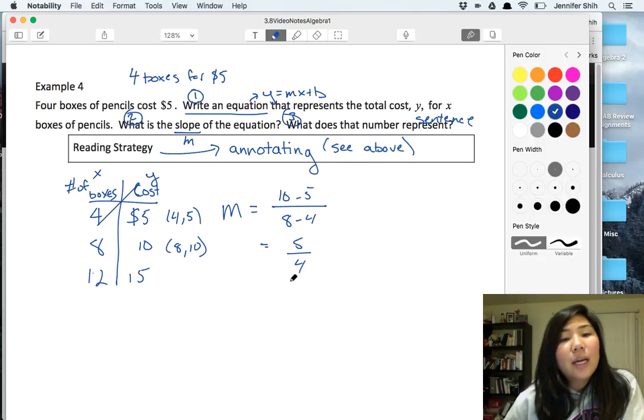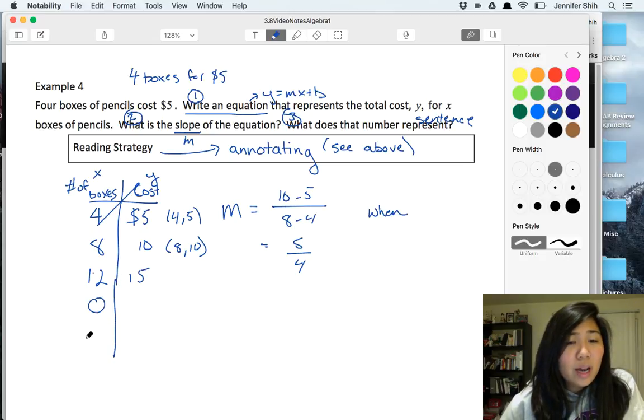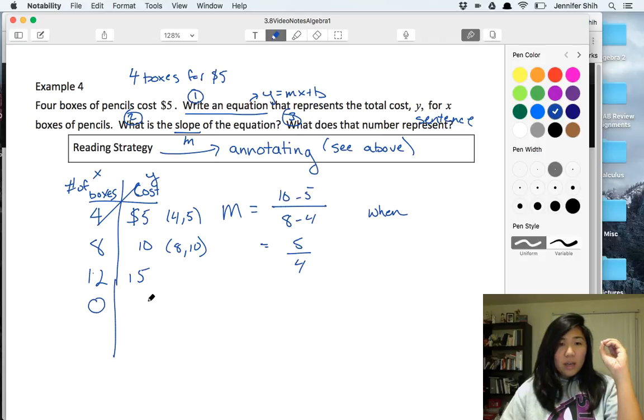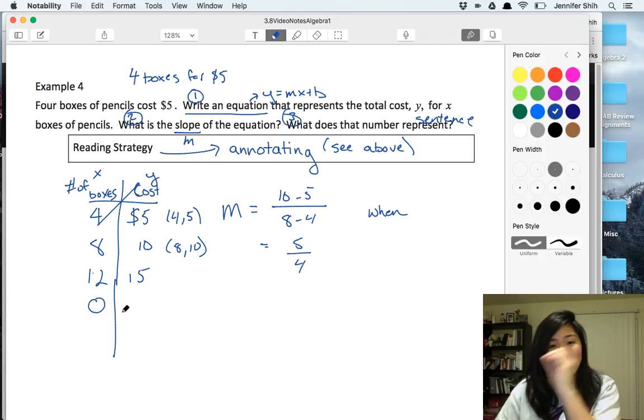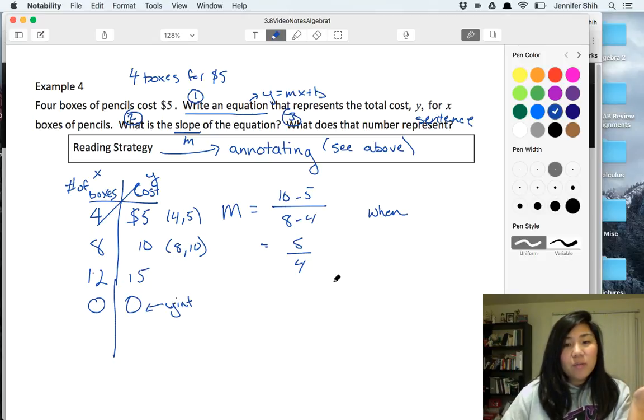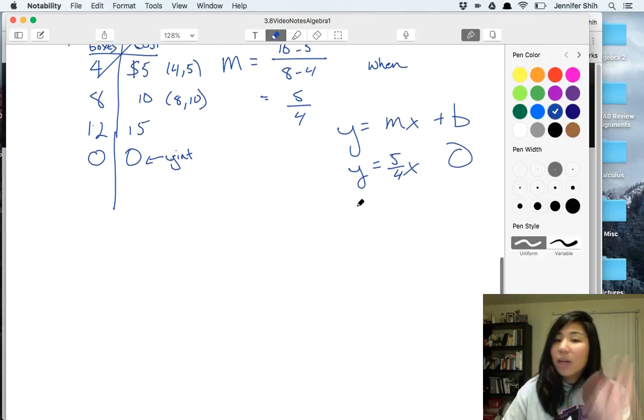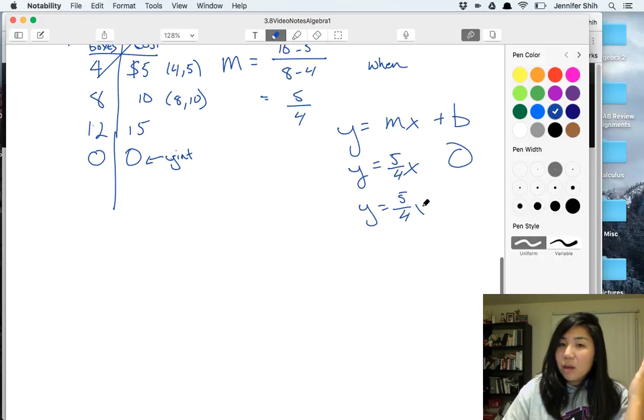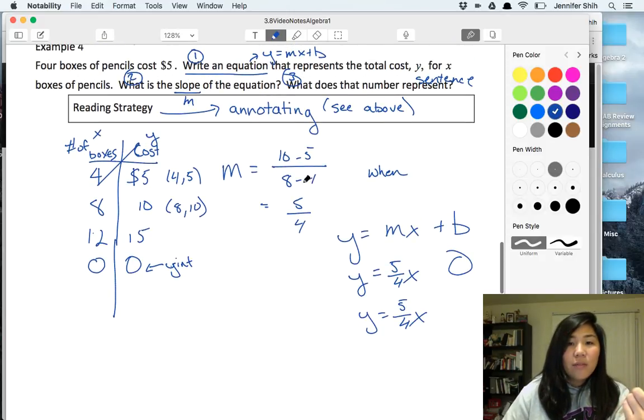Okay, what is my y-intercept? Well, when x is equal to 0, I guess I should fill this in here. When I buy 0 boxes of pencils, it costs me $0. So my y-intercept is also 0. So y equals mx plus b. My b is 0. My m is 5/4. And my x is my x and my y is my y. Okay, so I found the slope of the equation.